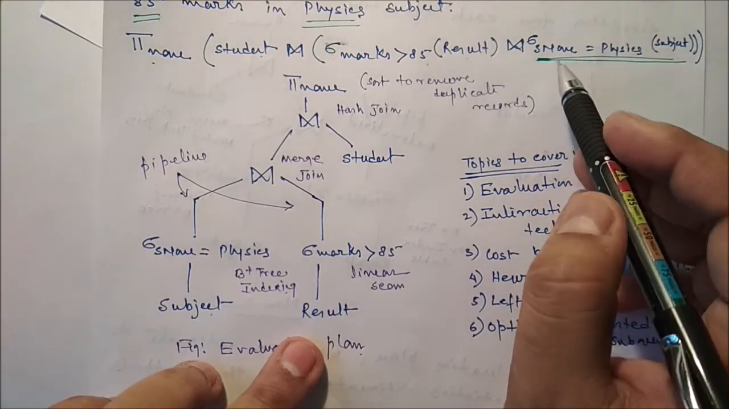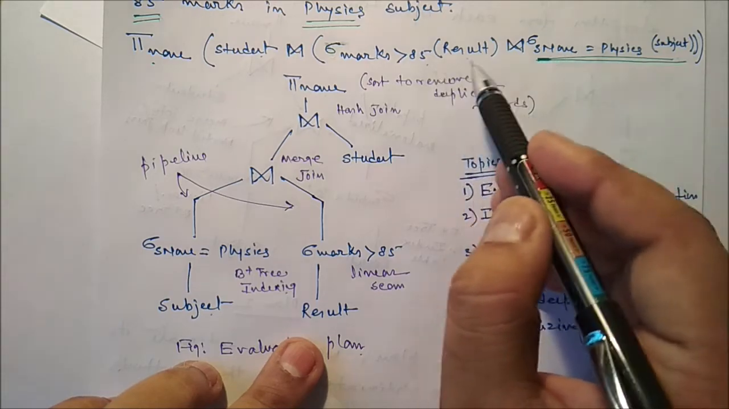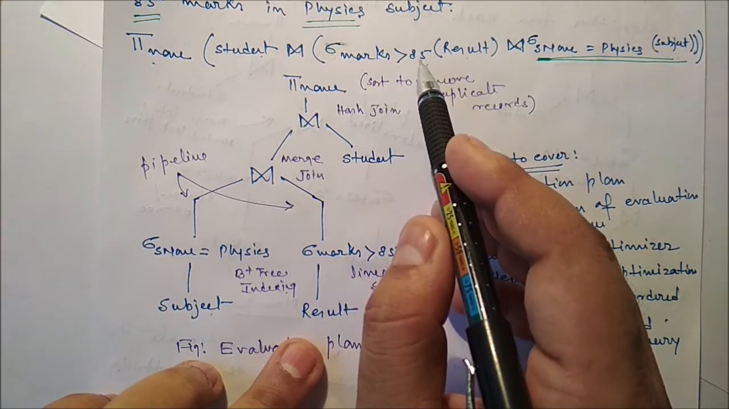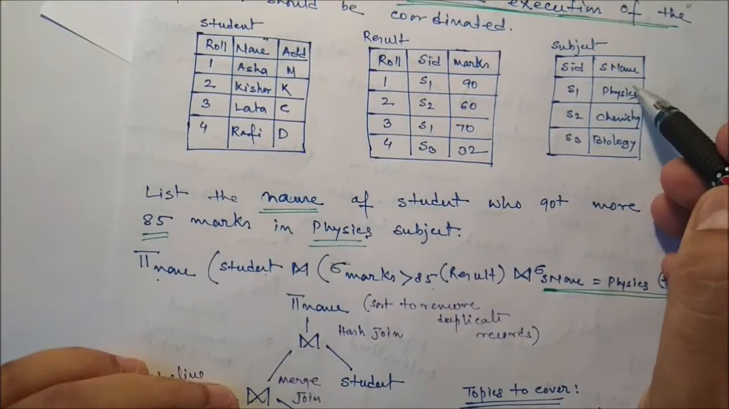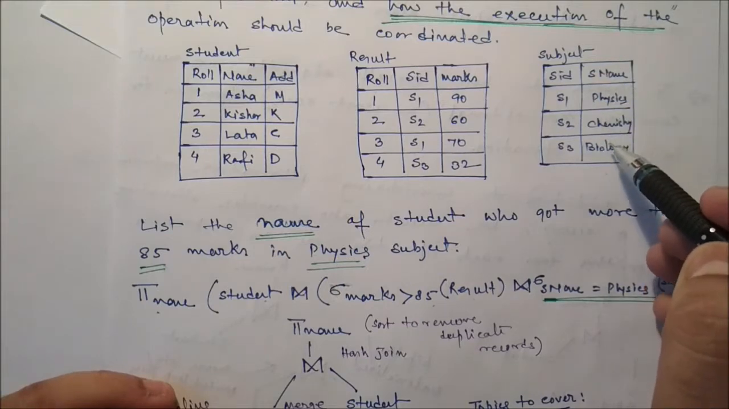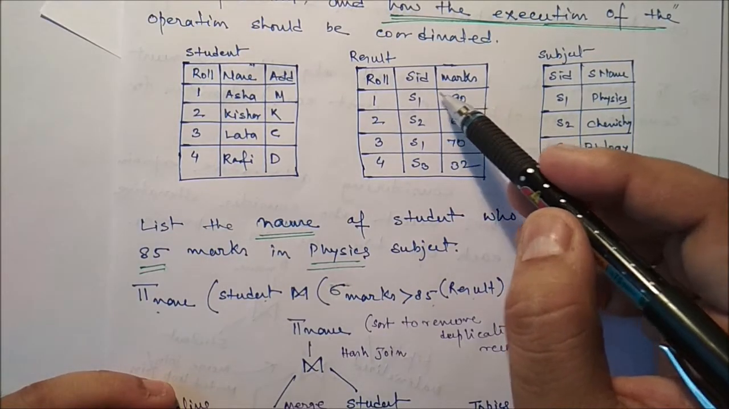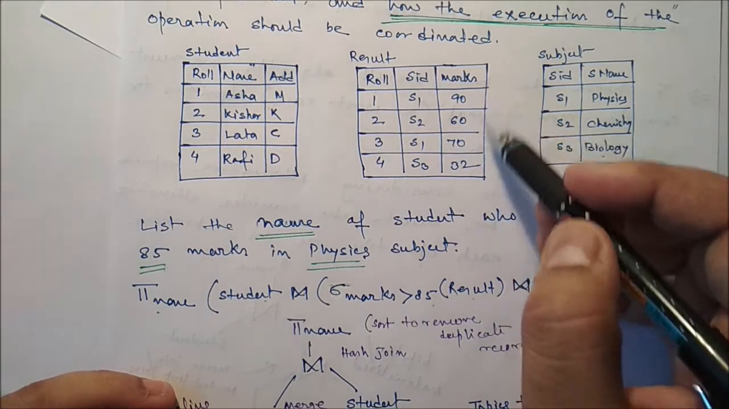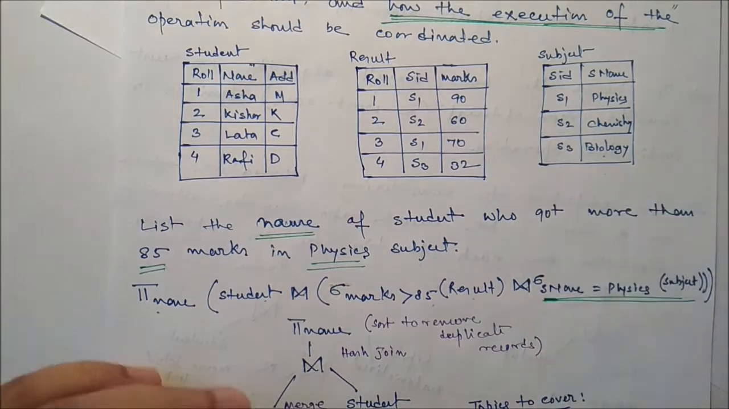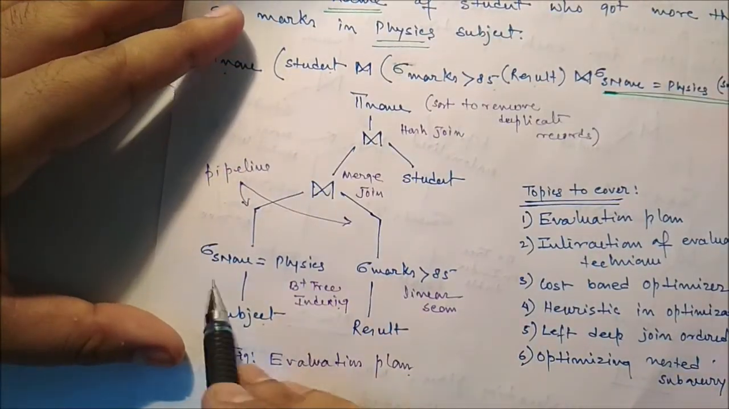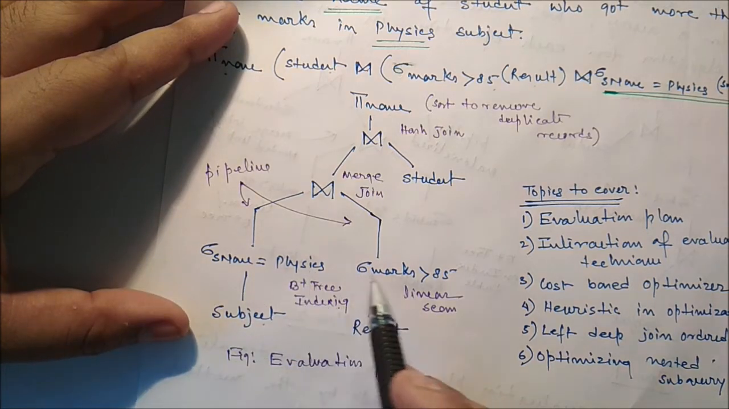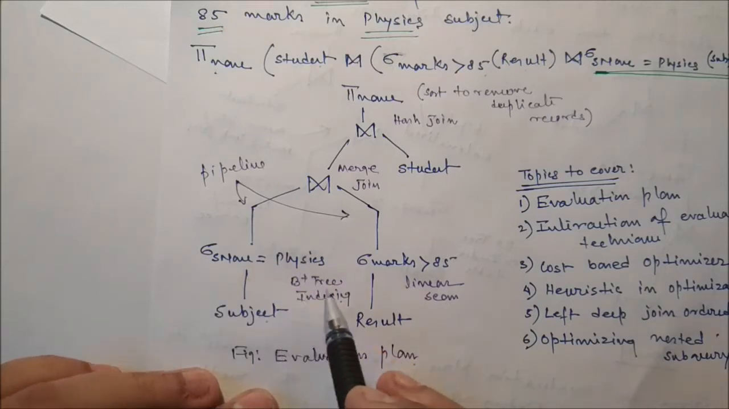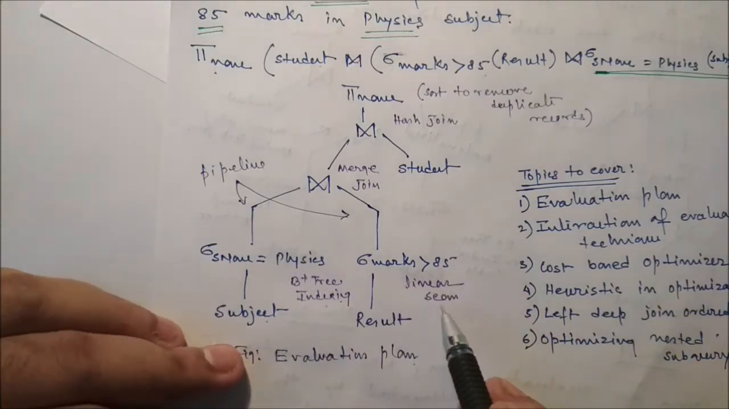And next, from the result table we have to apply another selection condition where marks greater than 85. Now we can create a B plus tree for the subject name. Now suppose no indexing is there on marks, so we have to scan this table linearly. Here subject name is equal to physics, a selection condition, and here another selection condition where marks greater than 85. So to implement the selection condition, we may use B plus tree, or we may use linear scan.